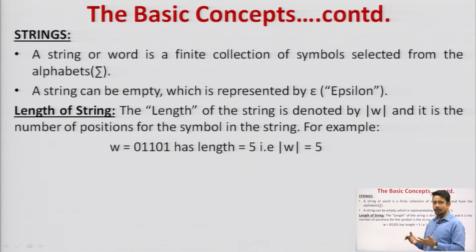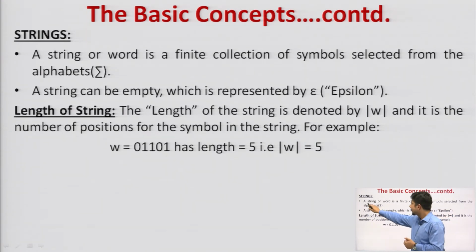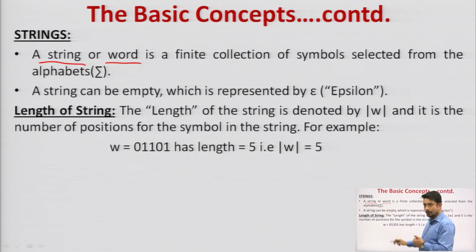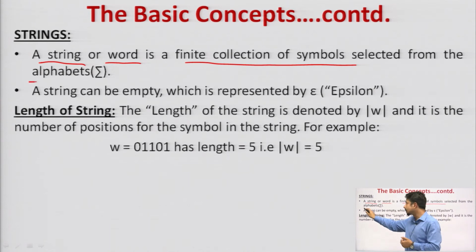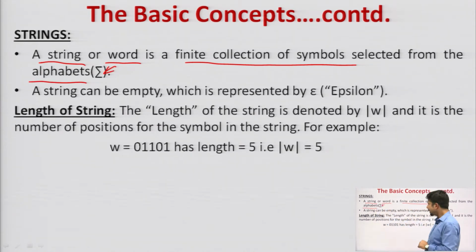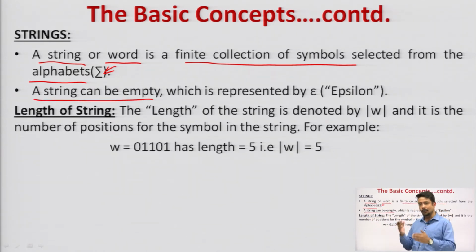We know about this particular thing, like we have learned in different languages also, different books also, right? So string, or we generally say a word, is what? It's a finite collection of symbols selected from the alphabet. Alphabet is denoted by whom? Sigma. Clear? Next, a string can also be empty. Do you agree with this point? You can pause the video and think of it. Yes, a string can be empty also.